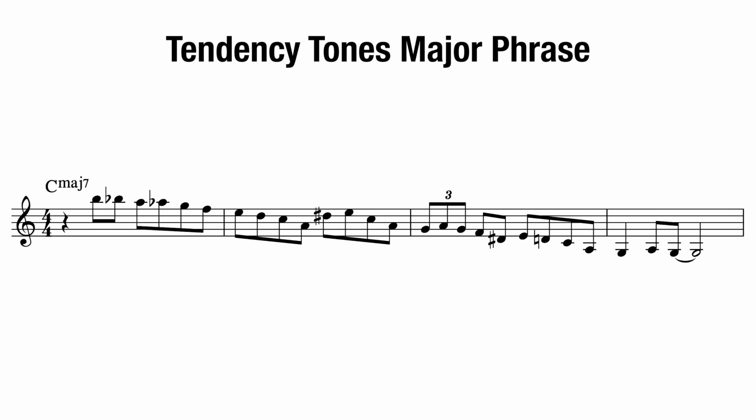So this phrase is going to be over a C major 7. We're going to start on beat 2 with our major 7th. We are using a chromatic approach to get down to the 6th. Then another chromatic approach to get from the 6th to the 5th.